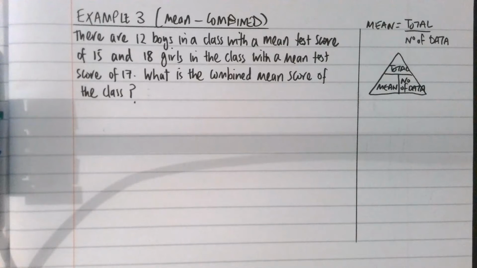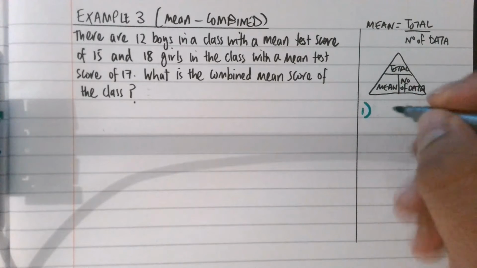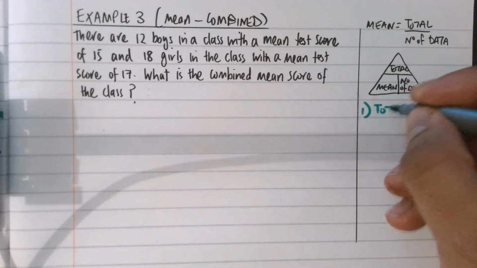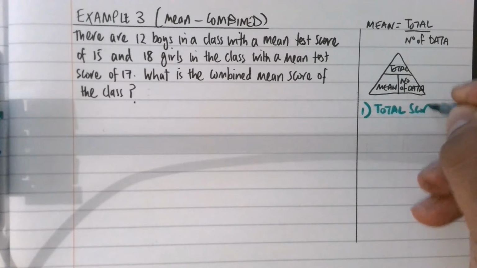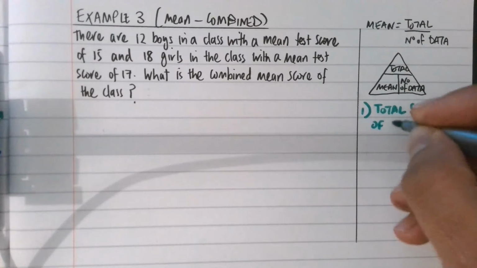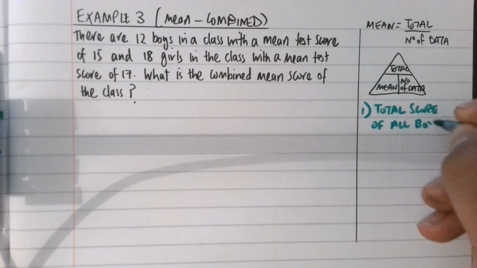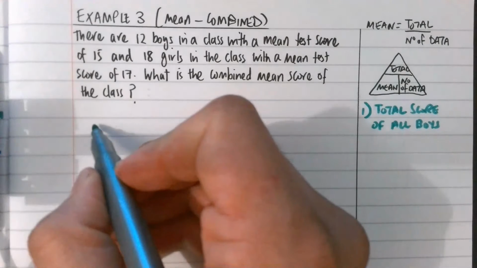Our first step is then going to be working out the total score for all of the boys in that class. So not the mean score, not the average score, which is what we've been given, which is 15, but the total score of all 12 boys. So basically the sum of their scores.